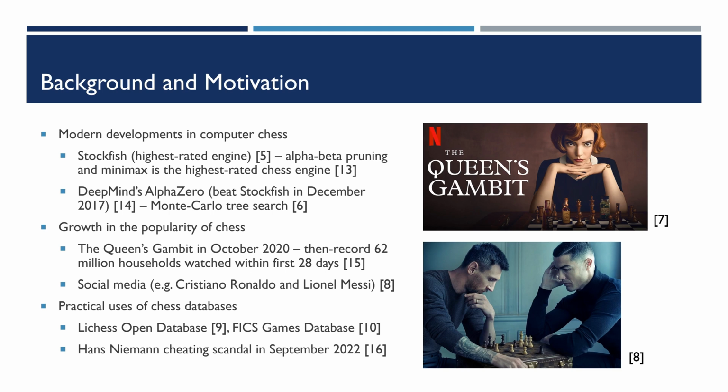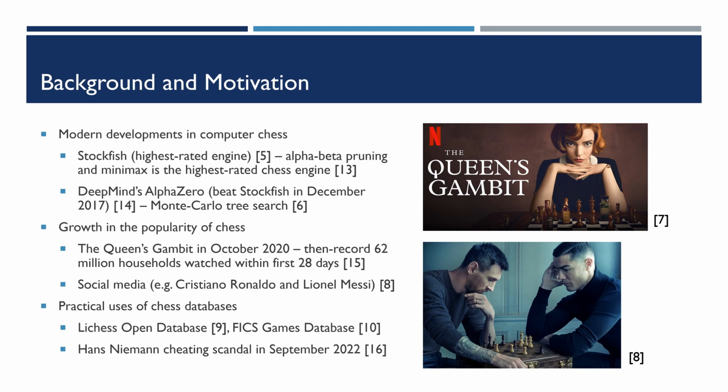Firstly, modern developments in computer chess demonstrate the potential of big data. Stockfish is the prime example of this. Its alpha-beta pruning and min-max algorithms have led to it currently being the highest rated chess engine. However, competing engines like DeepMind's AlphaZero have previously shown the viability of alternative approaches, such as the Monte Carlo tree search. It beat Stockfish in December 2017 over 100 games with 0 losses. While chess engines have gathered a lot of attention, less attention has been paid to patterns and insights into how people play chess, which is what we'll focus on.